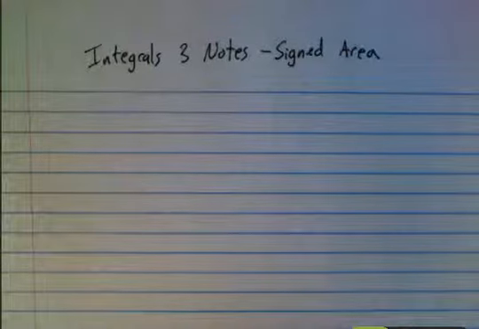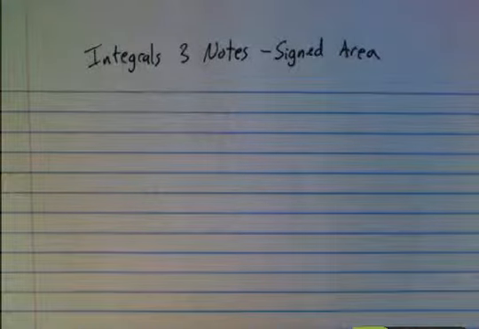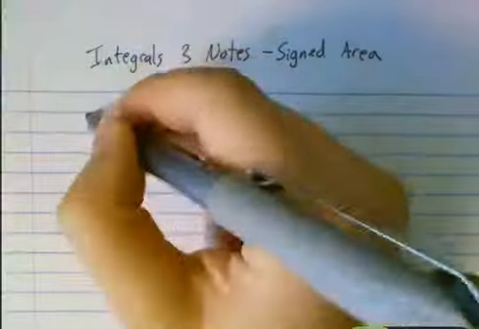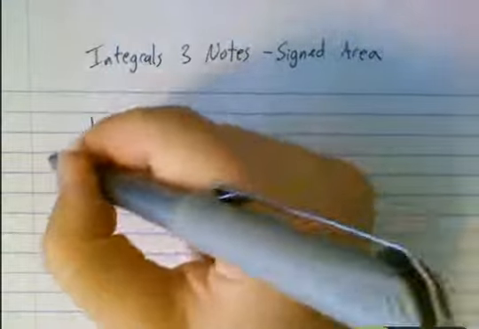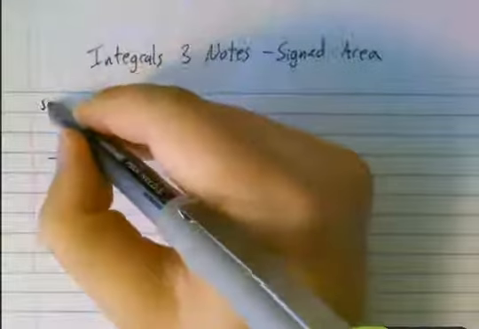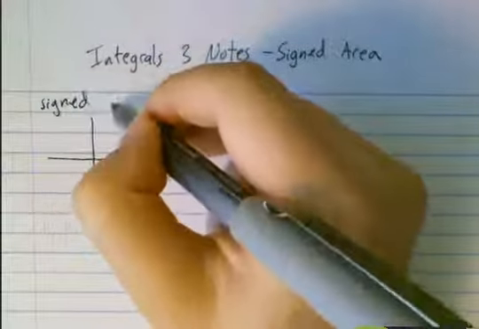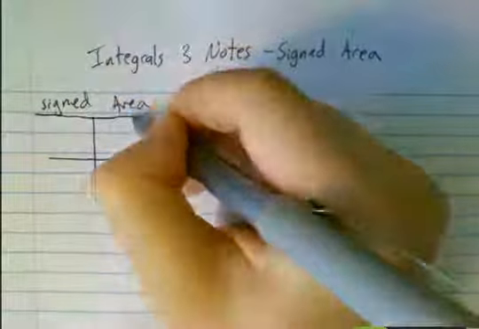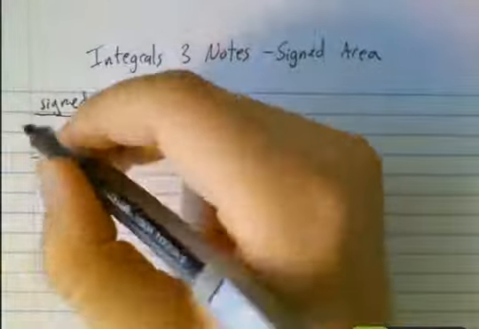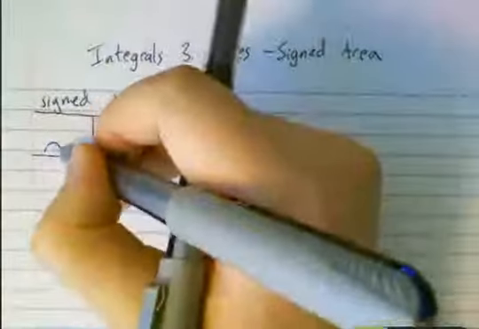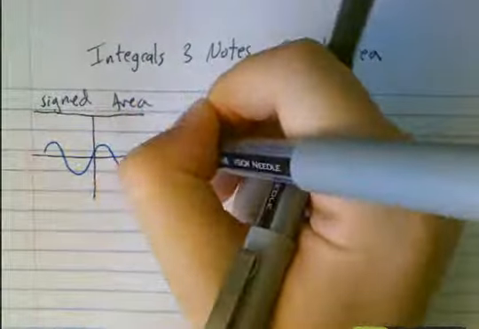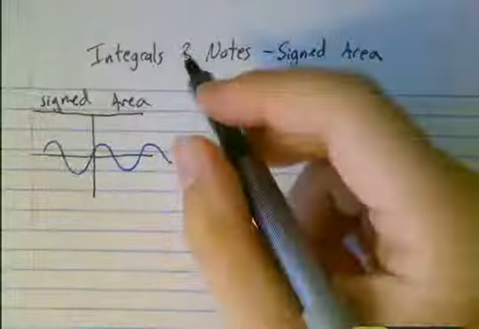Unlike in geometry, it is entirely possible to have negative area in calculus. Basically, it's like this. Say we have some function going like that.